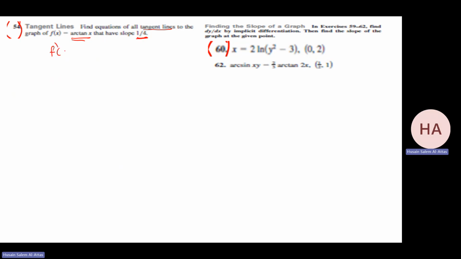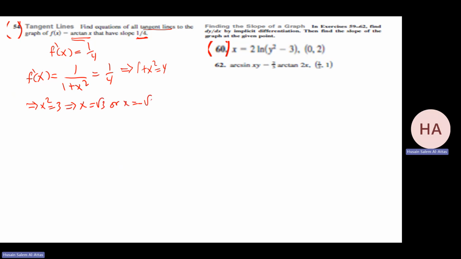So I need to check f prime equal 1 over 4. What is f prime? It is 1 over 1 plus x squared. I want to make it equal to 1 over 4. So I have 1 plus x squared equal to 4. That means x squared equals 3. So I have x equals square root of 3 or x equals minus square root of 3.